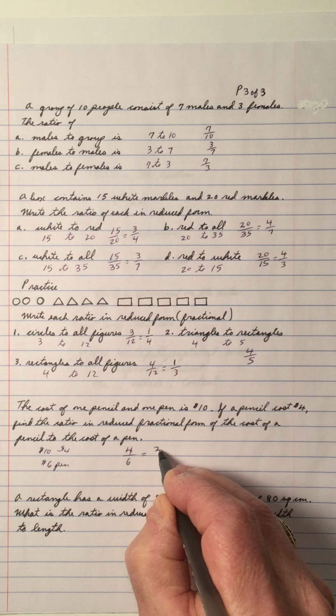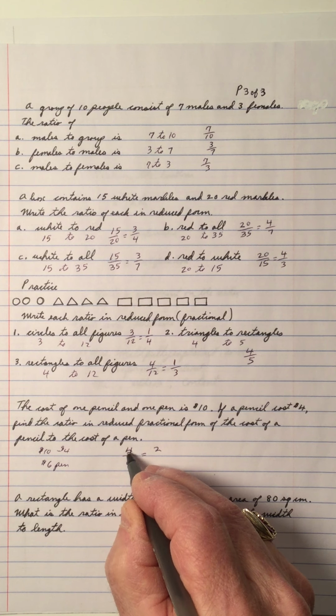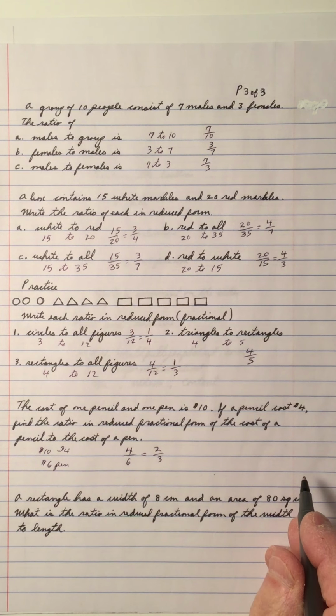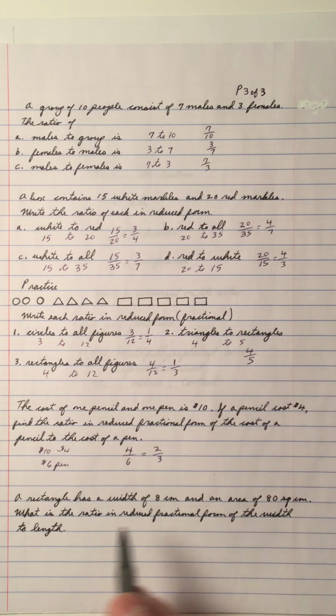And divide by 2. 4 divided by 2 is 2. 6 divided by 2 is 3. So 2/3 or 2 over 3.